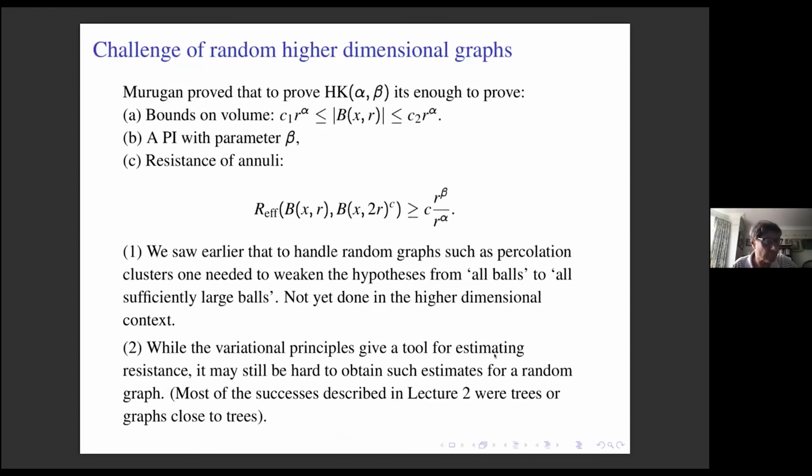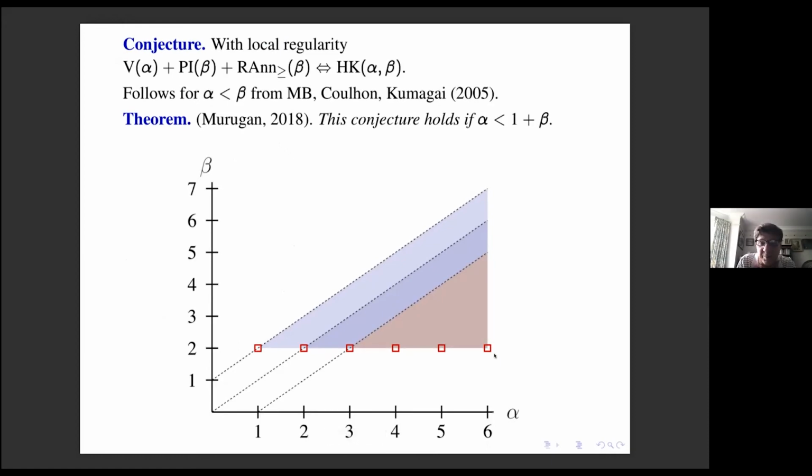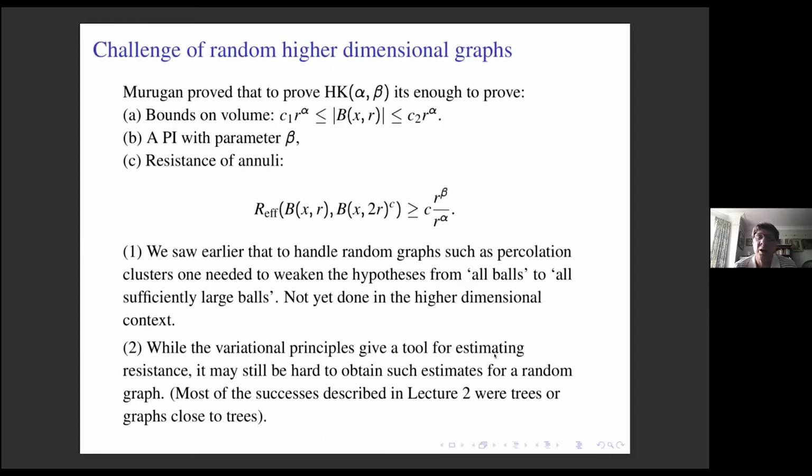So now, this is the situation for deterministic graphs. We now would like to do the same thing in higher dimensions that we did in low dimensions and look at random higher dimensional graphs. And Murugan's result tells us that in the case where his result holds, in other words, alpha less than beta plus one, it's enough to prove volume bounds, a Poincaré inequality, and an annulus resistance bound.